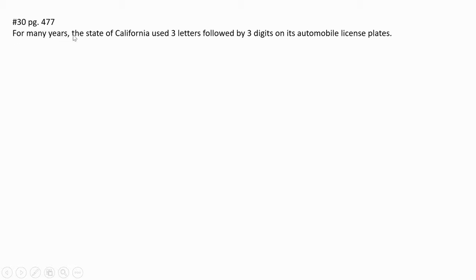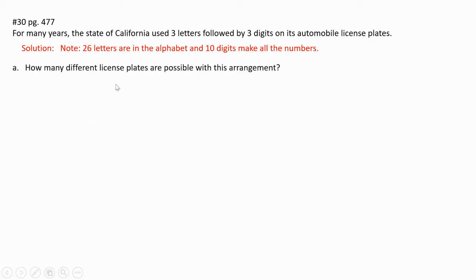Number 30. For many years, the state of California used 3 letters followed by 3 digits on its automobile license plates. There are 26 letters in the alphabet and 10 digits that make the numbers. So how many different plates are possible with this arrangement?